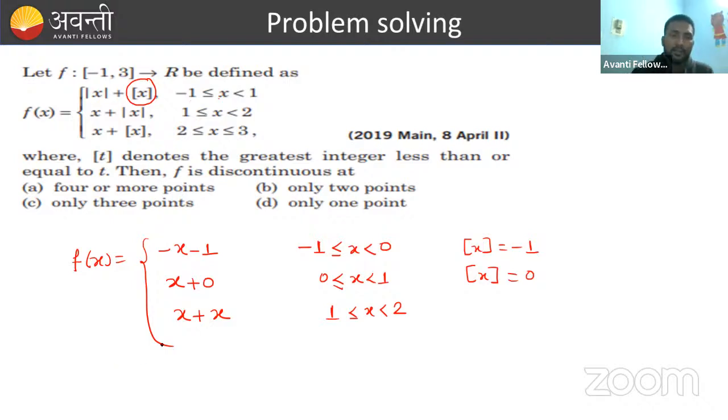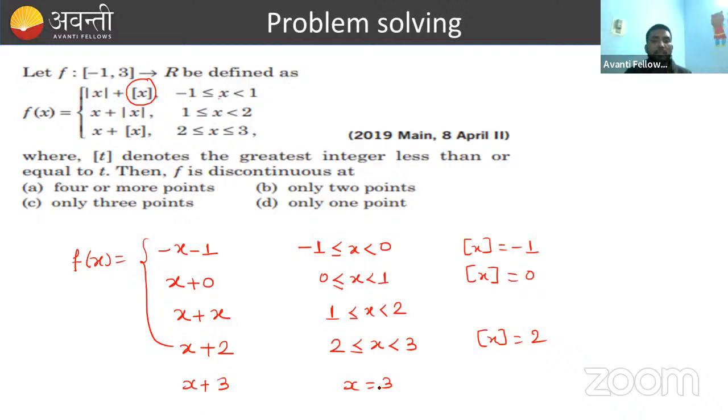Now the third thing is 2 to 3, because exactly at 3 the thing will be different. So we have to find from 2 to 3. Again x, and the greatest integer function will open with 2, so I will write x plus 2. And exactly at x equals 3, I will write x plus 3.